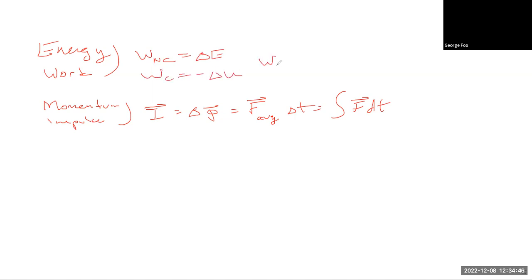And total work is equal to change in kinetic energy. And then there's the formulas. I mean, you should know at this point the formula for kinetic energy and potential. We've got several: mgh, 1/2 k delta x squared, and negative G m1 m2 over r.